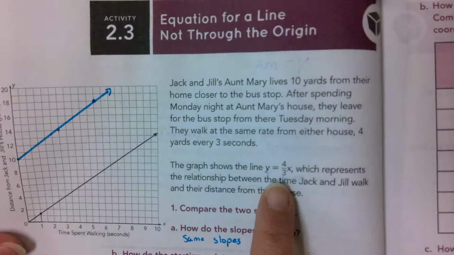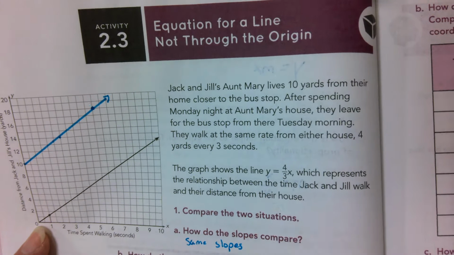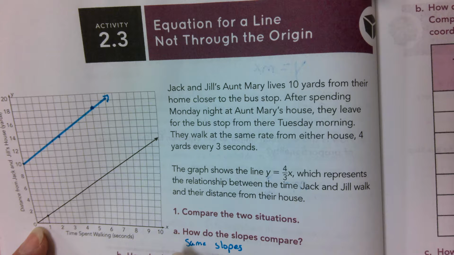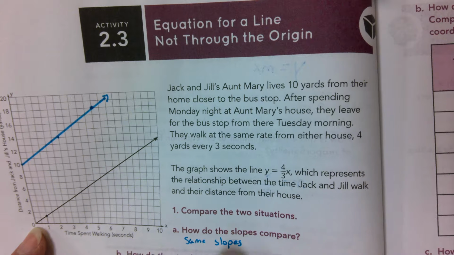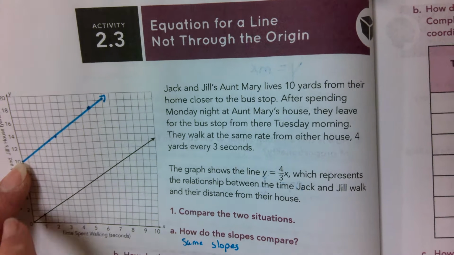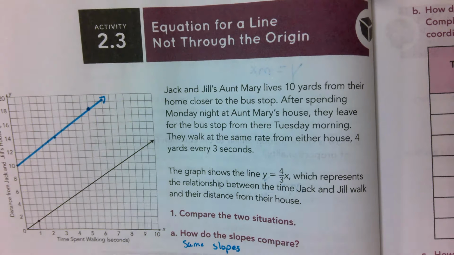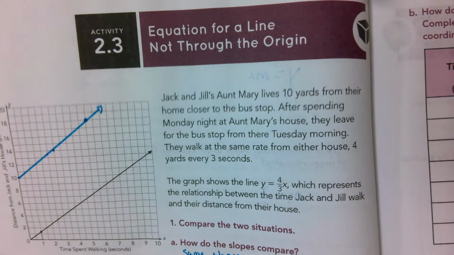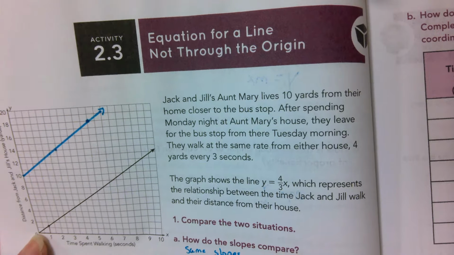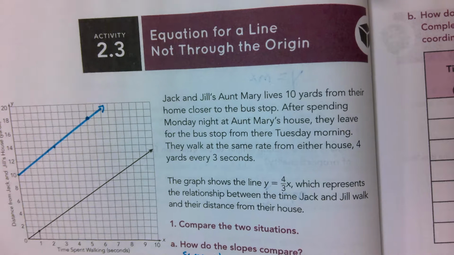So here's my graph of the relationship walking from their house. I'm going to compare these two situations. I'm going to graph that they started 10 miles from home, but they're still going at the same rate, so that doesn't change. My lines are parallel. They've got the same slopes. How do the starting points compare? I've got one at the origin, and my other one is at y equals 10, 10 yards from home.